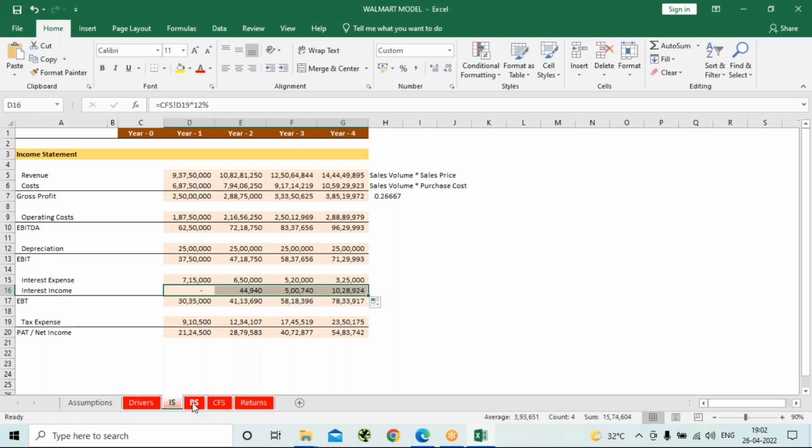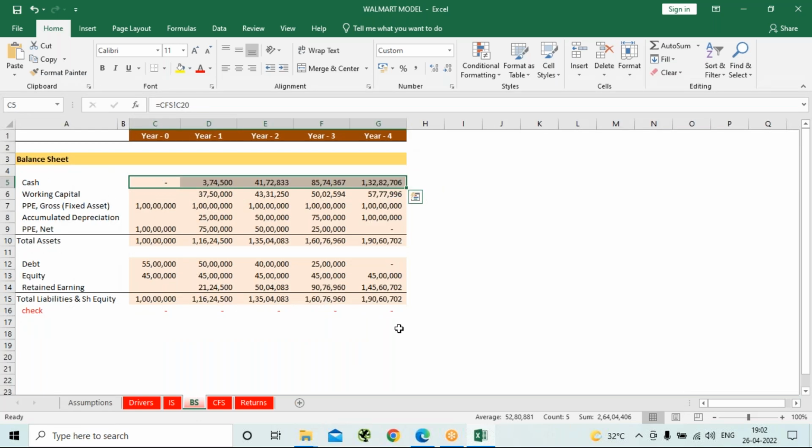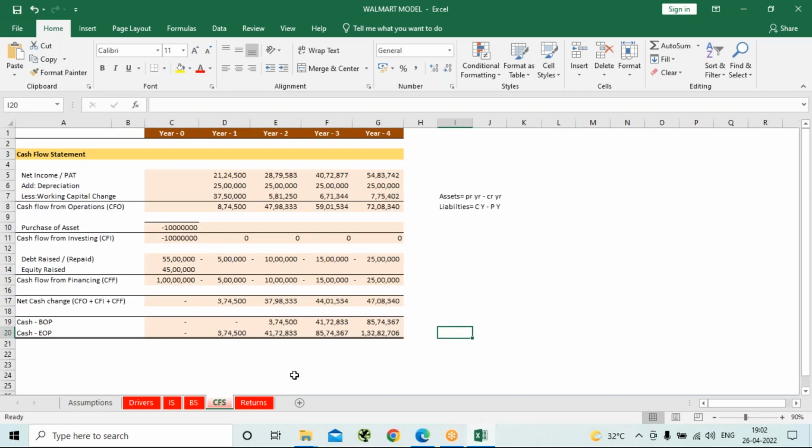So let me check it out with the balance sheet values. Is there any change? Yes, it's correct. And the cash flow statement. Yes. So it is calculated in the right way.